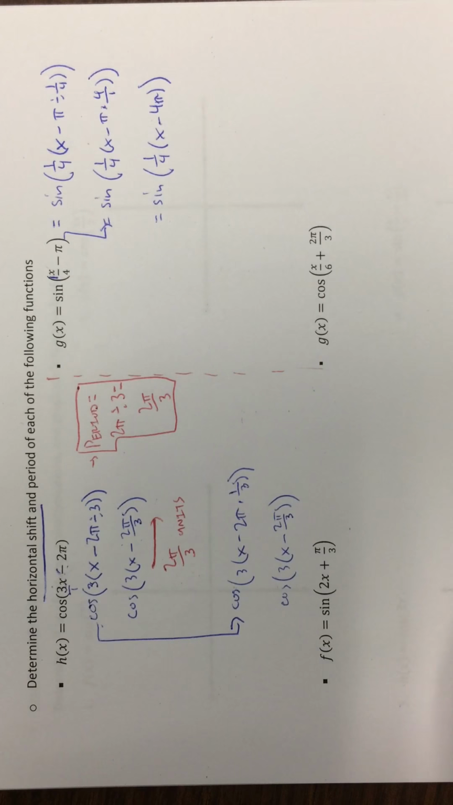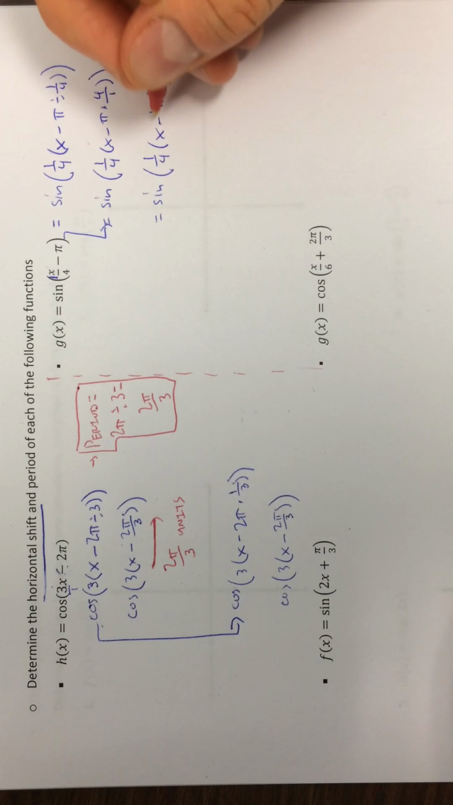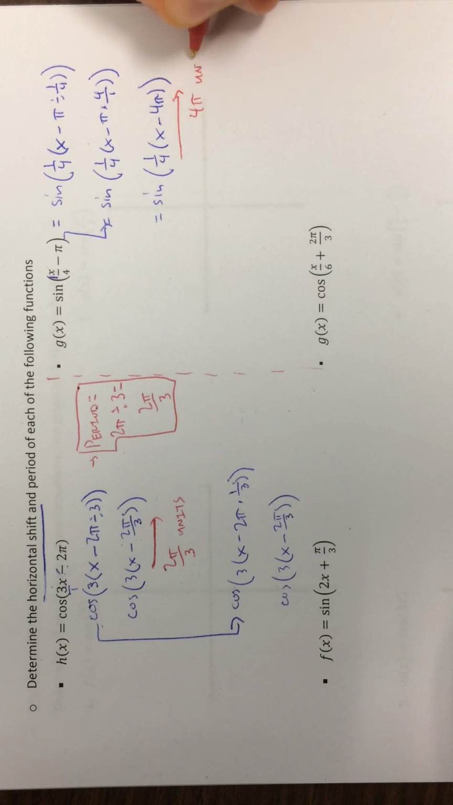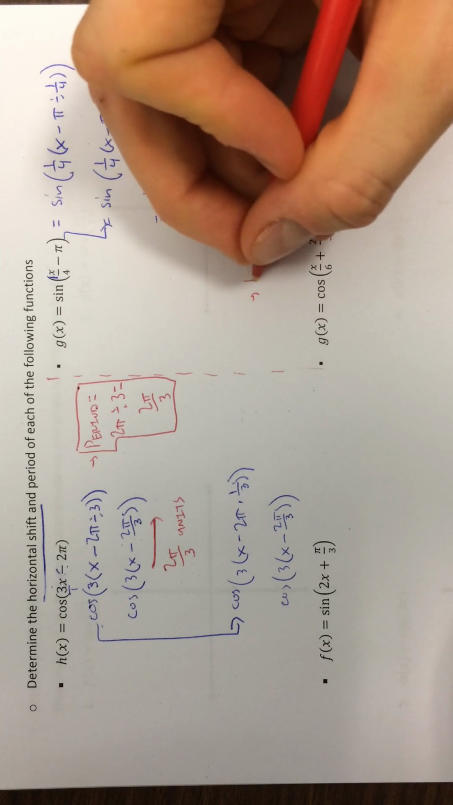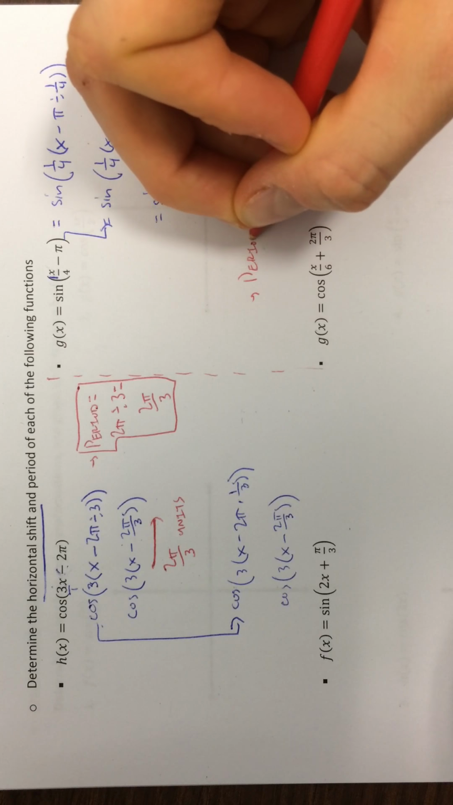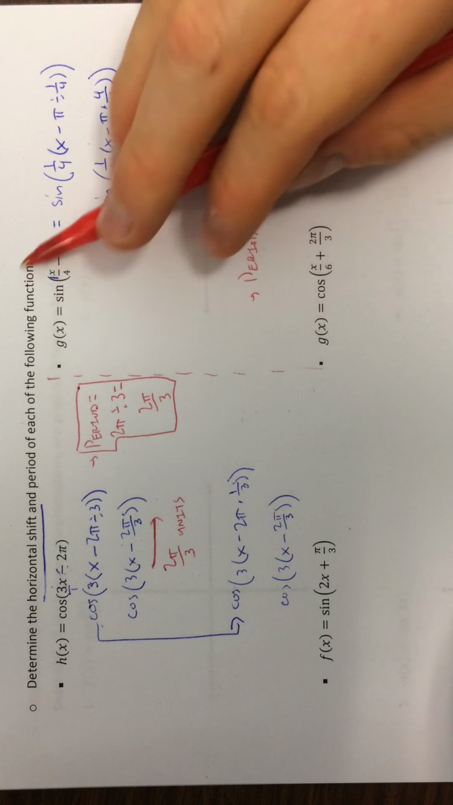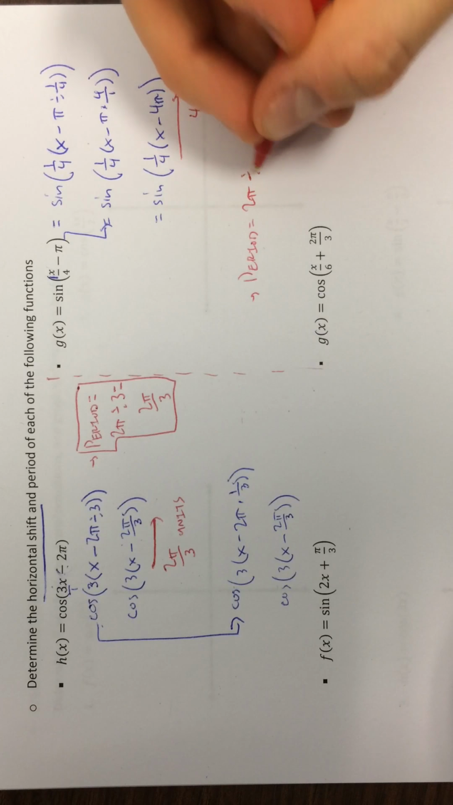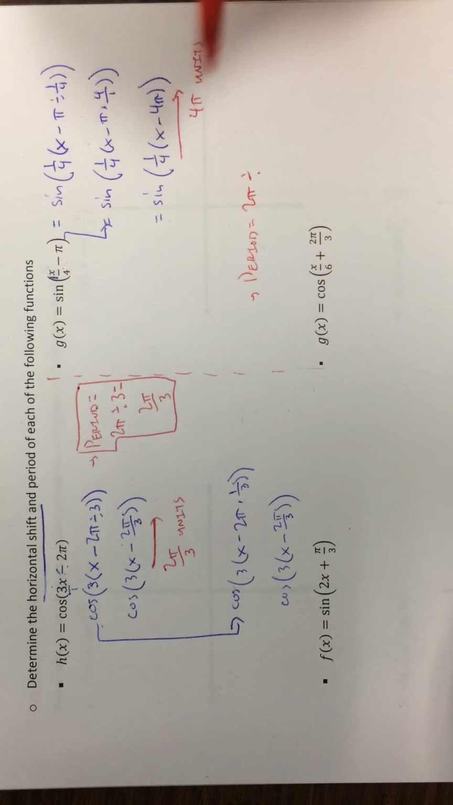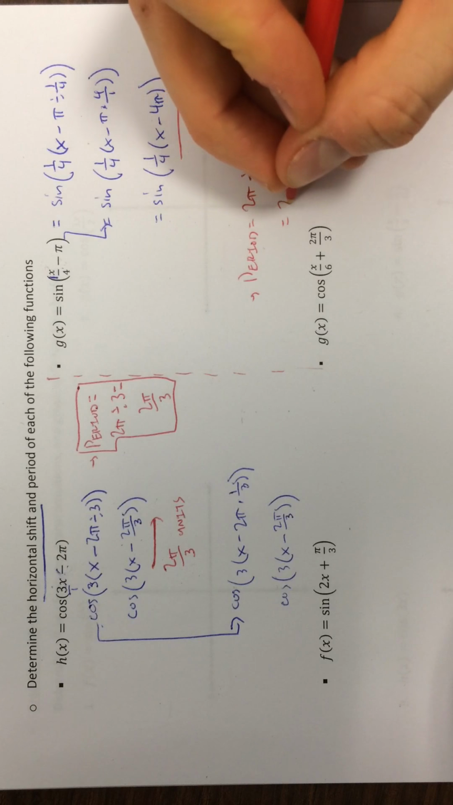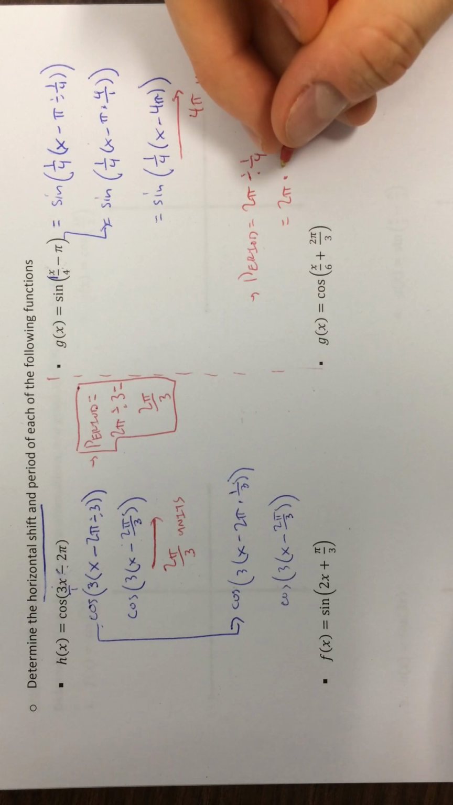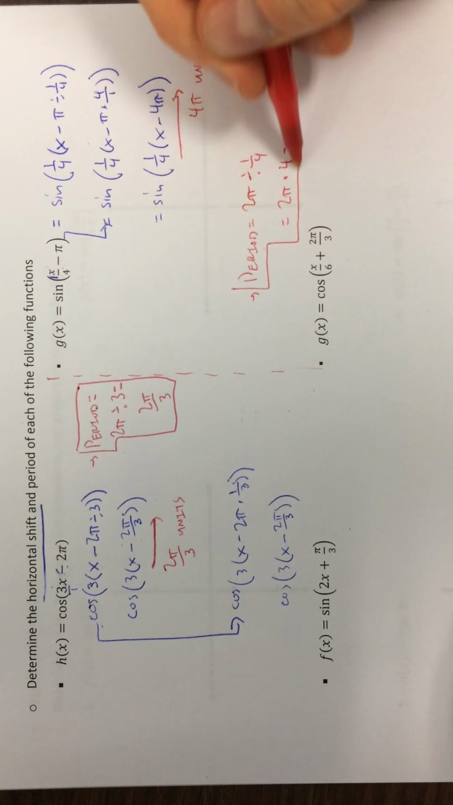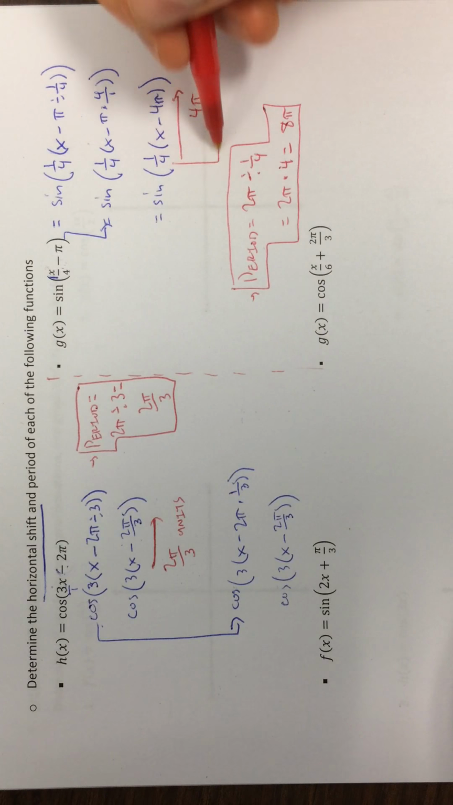But now we can say that the minus inside the parentheses tells us we go right 4 pi units. And our period, excuse me, the period of sine is 2 pi. So we would divide that by what x is being multiplied by, which is 1/4. We're really multiplying by 4 over 1, or just 4. And so our new period would be 8 pi.